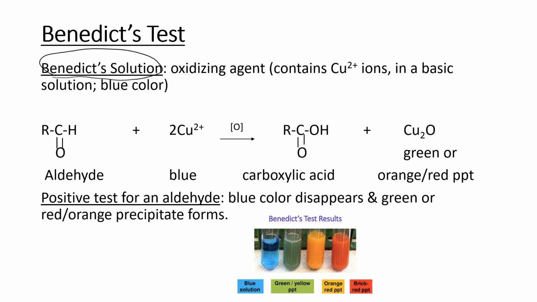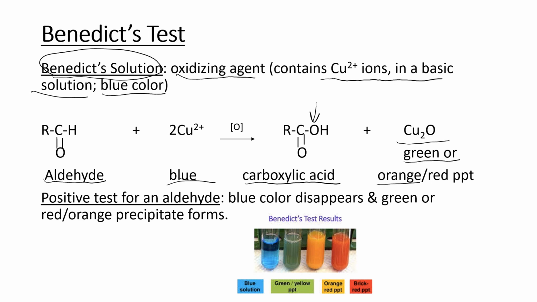Benedict solution is another oxidizing agent that will react with aldehydes. Benedict solution contains copper ions in a basic solution. The copper ions actually give the solution a blue color. So this reaction is showing our aldehyde reacting with Benedict solution, and it's undergoing oxidation to form a carboxylic acid. So you can see the aldehyde's oxygen is being added in order to form the carboxylic acid by our oxidizing agent. You also form copper(I) oxide, and you can get either a green or an orangish red color as an observation if you did this reaction.